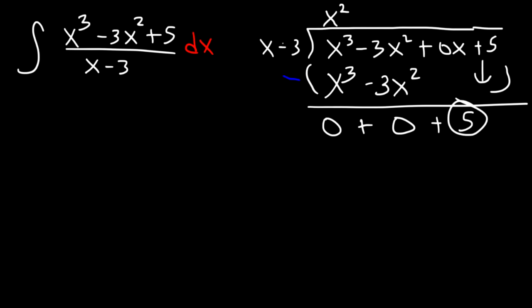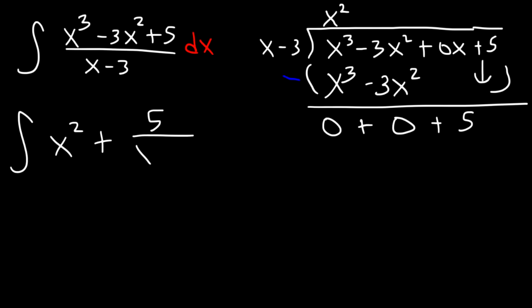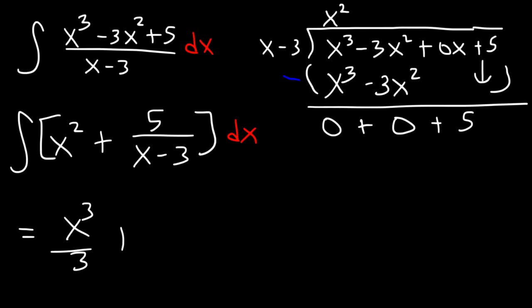And we can't divide 5 by x minus 3. So we have the solution. So right now, this fraction is equivalent to x squared plus 5 divided by x minus 3. And now let's integrate. The antiderivative of x squared is x cubed over 3. And the antiderivative of 5 over x minus 3 is 5 natural log x minus 3. And then plus c. And that's it for this problem.